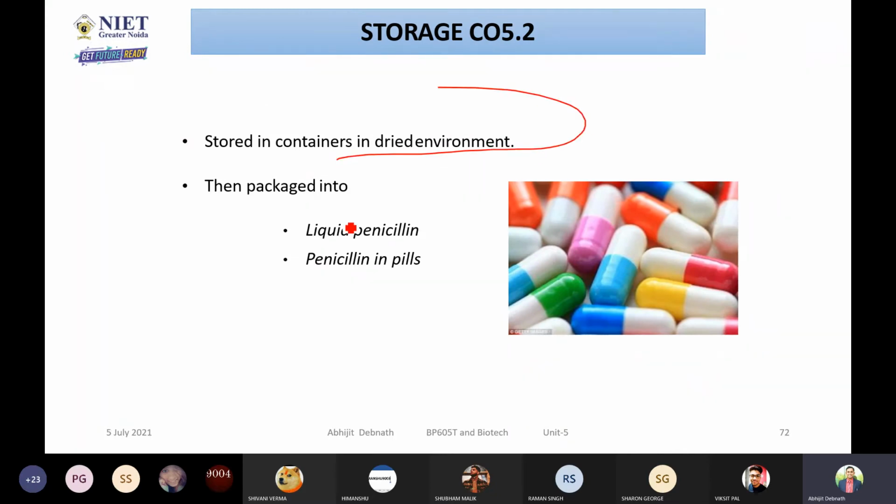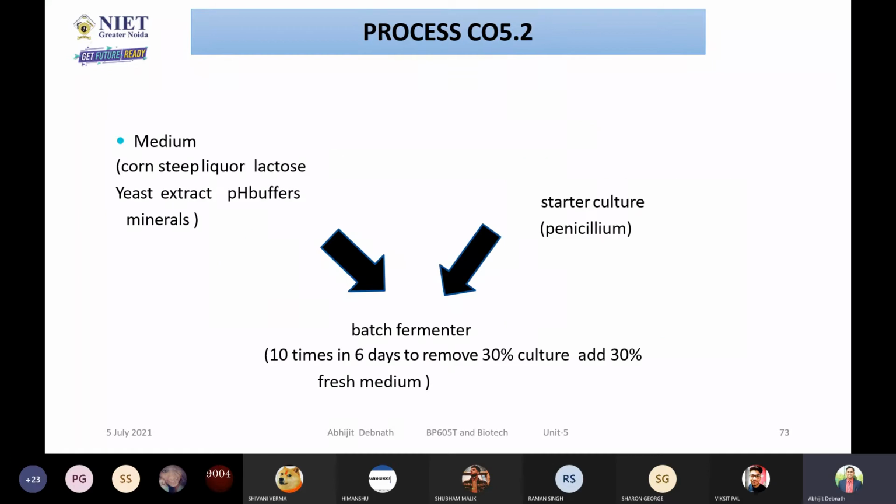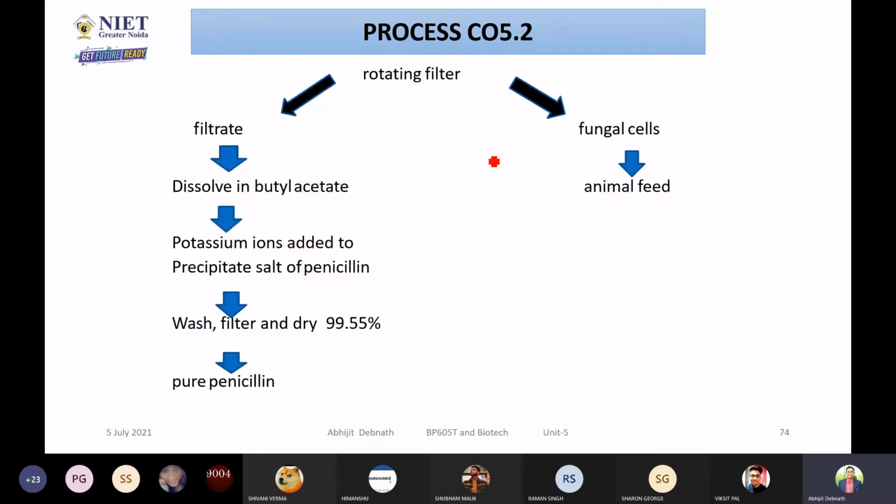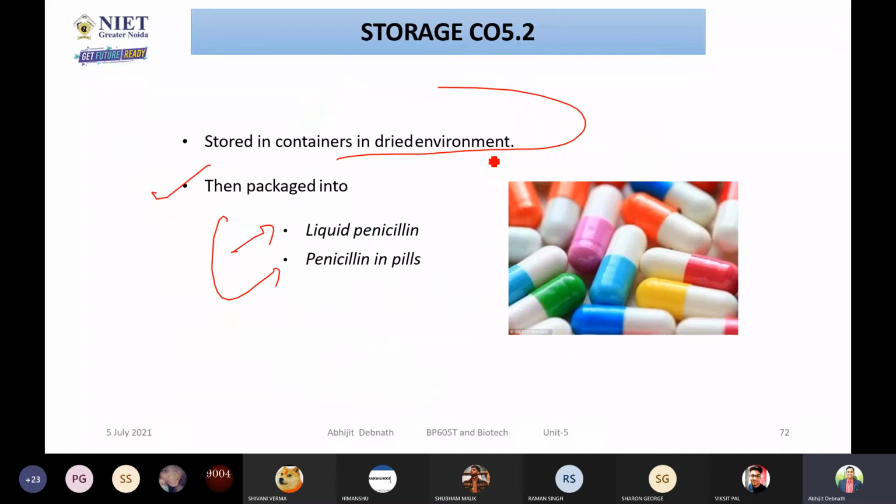Whatever I have told you in the previous slides, you can pack either into a liquid or into solid penicillin pills. Right now the process is not so useful, because a lot of bacteria are becoming resistant to penicillin. We are also working on this kind of problem.